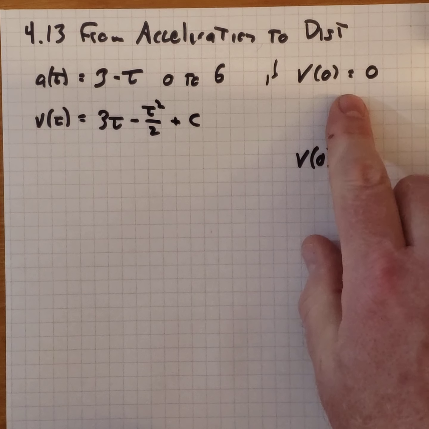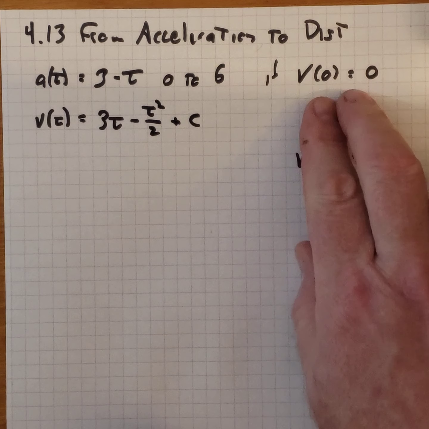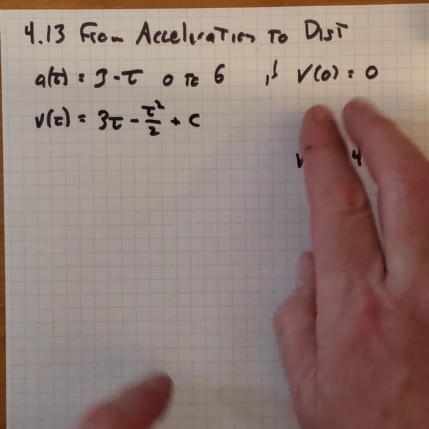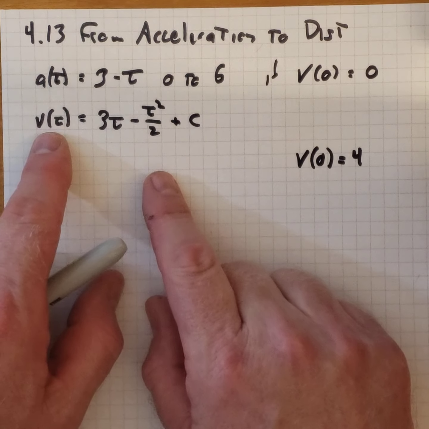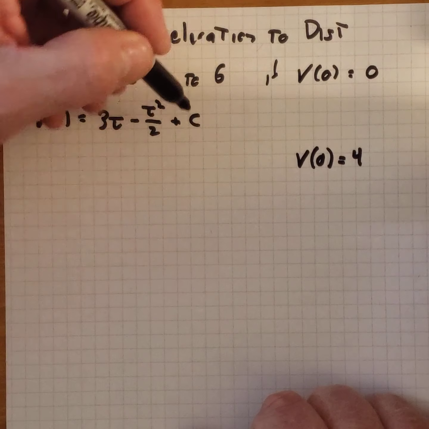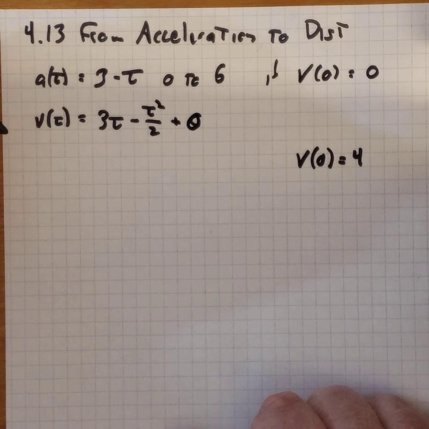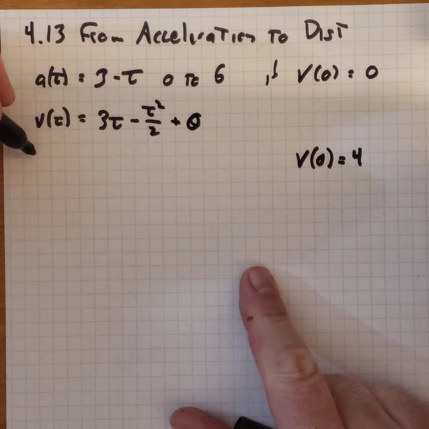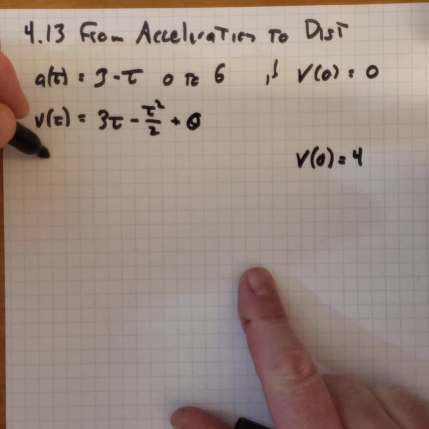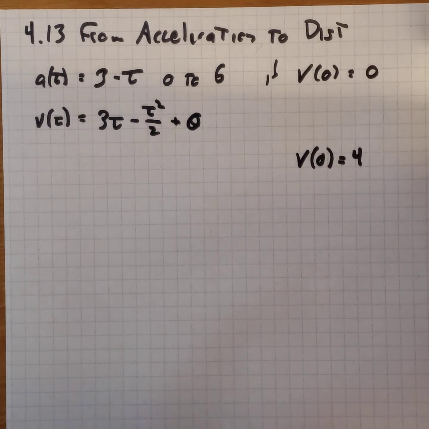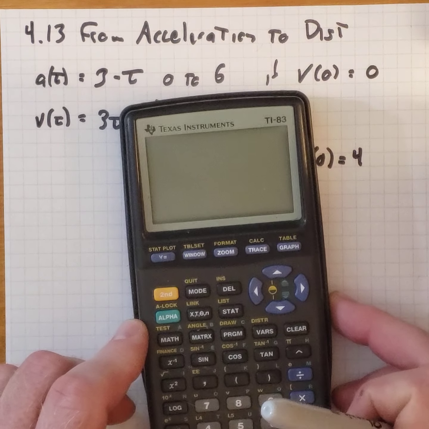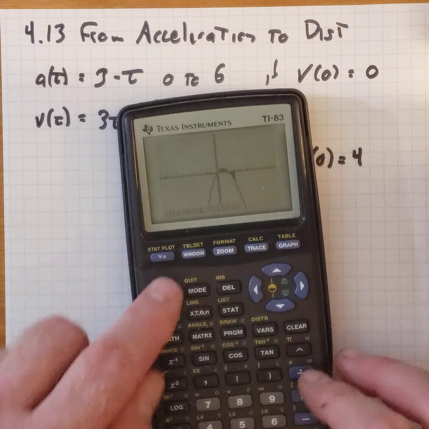So in the first half of this problem, we're told that the velocity at time 0 is equal to 0, which means if we put a 0 in for t, this thing has to be equal to 0, which means that c is equal to 0. So to find our distance, we would do our integral of 3t minus t squared over 2 from 0 to 6. So that gives us our displacement, right?